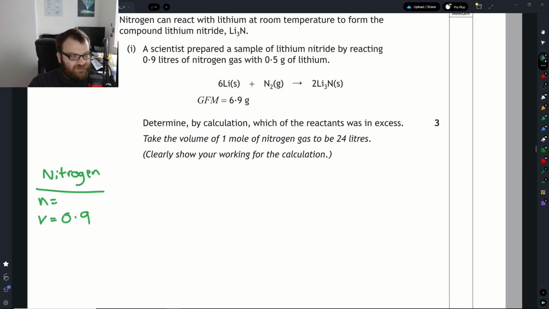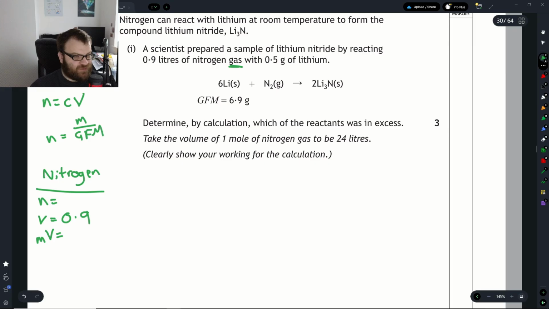At this point, we're either going to be dealing with n equals c times v, or we're going to be dealing in molar volumes. For this question, we're talking about a gas. Also, no information about the concentration means that we need to be dealing with molar volume. A couple of options for doing this. One way that people like to use is an equation. Now, this equation is derived from one in the data booklet for masses in GFM.